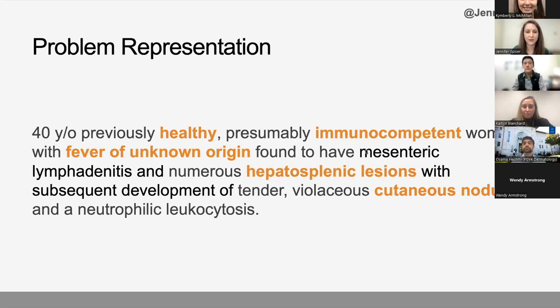So she's presenting with fever of unknown origin. And what I'd add is with the weight loss and some of the other systemic symptoms, she also has B symptoms. She was found to have some mesenteric lymphadenitis and numerous hepatosplenic lesions, and then subsequently developed these tender violaceous cutaneous nodules. And the fact that those came later makes you think about them being a secondary process. Really, the main notable feature of her labs was the neutrophilic leukocytosis, and that will become helpful in thinking through some of the differential later.